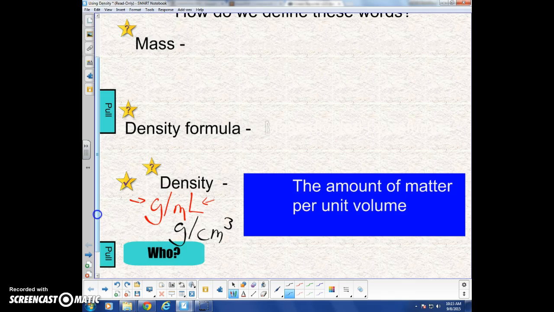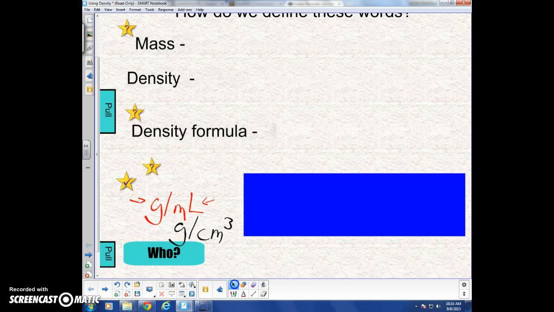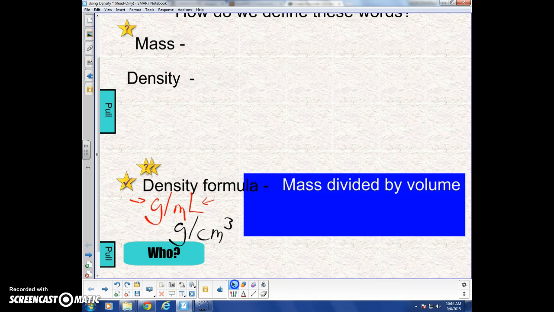Because if you have a box and you can use a ruler, then you will find your volume in cubic centimeters, and you use the mass and you divide, and you find your density. So let's just quickly look at the density formula. Density is the mass divided by volume. So if you look at the units that I've already written, they are a unit of mass divided by a unit of volume.